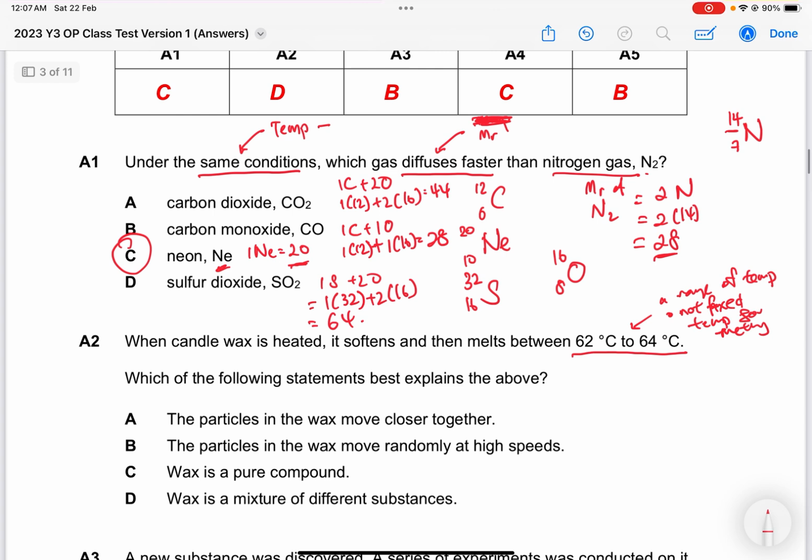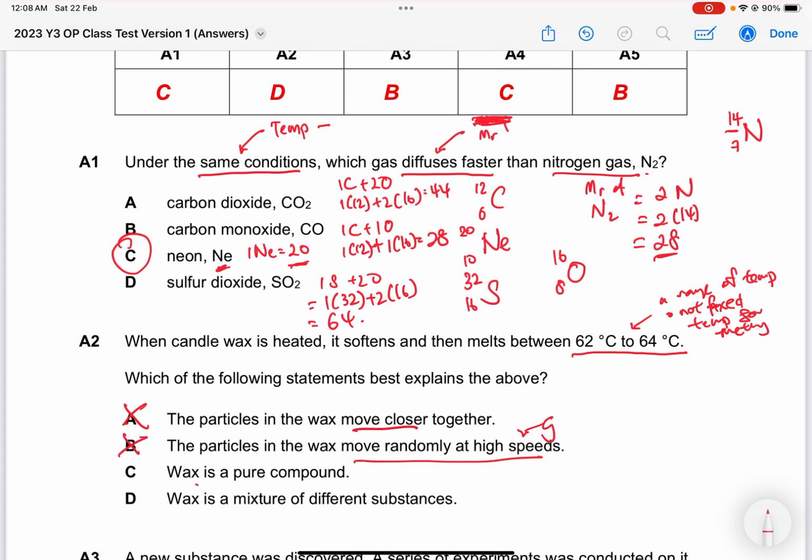So which of the statements best explains this? A, particles of the wax move closer. This is definitely wrong, because if I'm melting, they are actually moving further away. So this is out. B, particles in the wax move randomly at high speed. This is actually describing gas. So you know that it's melting, it only becomes liquid, so therefore B is out.